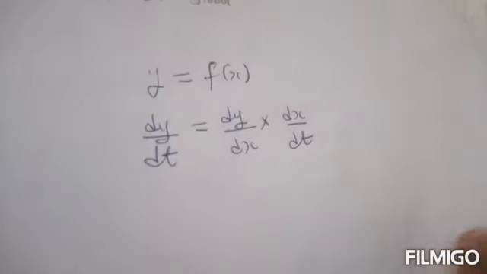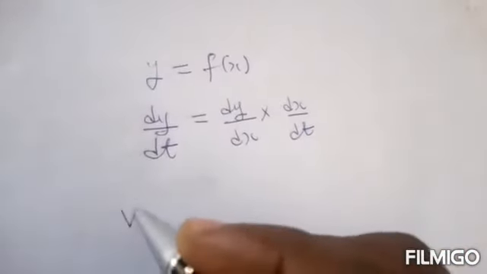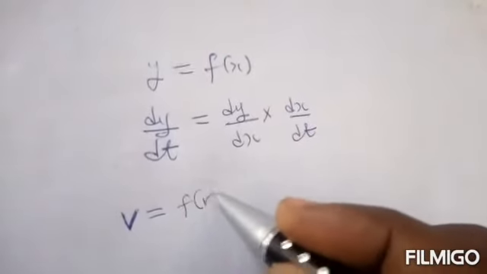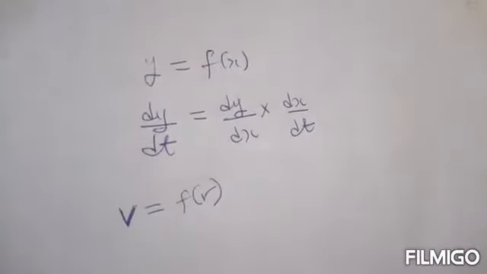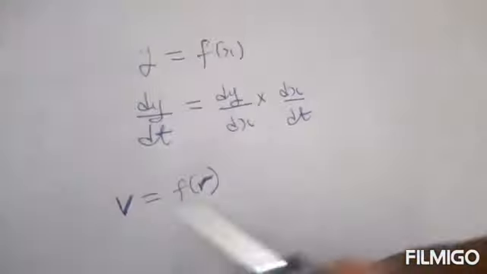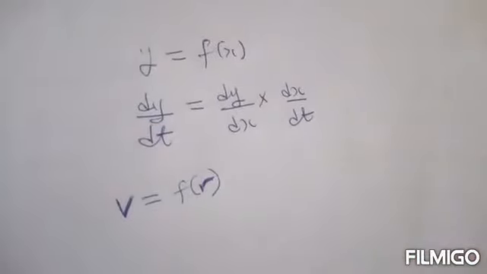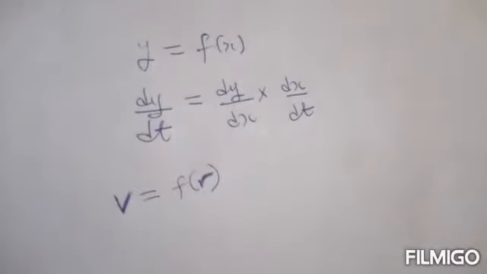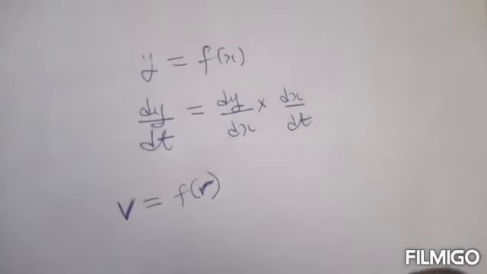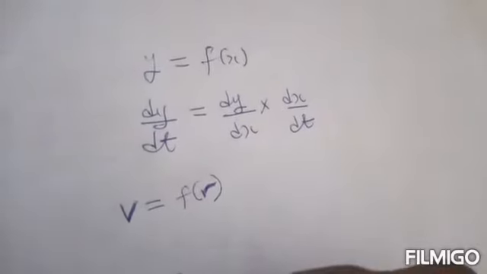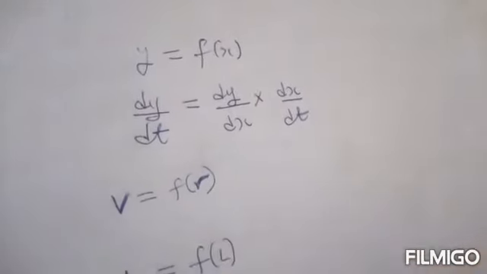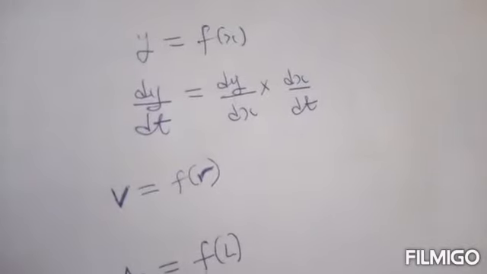Now, it could concern volume, the rate of change in volume with respect to r, the volume of a sphere. There is something that always connects the volume and the radius. If you increase the radius, definitely the volume will increase. If you decrease the radius, definitely the volume will decrease. Or it could involve area. Area could be a function of l, the length of the side of a square, a rectangle, and so on.